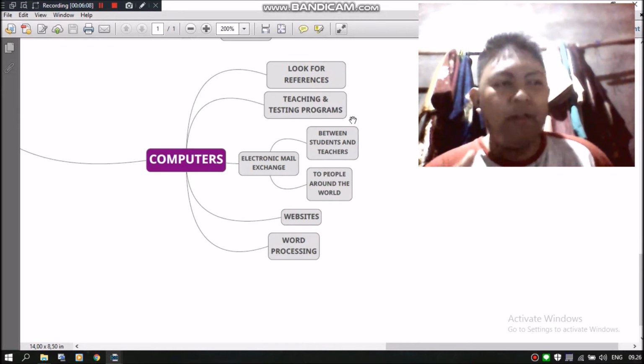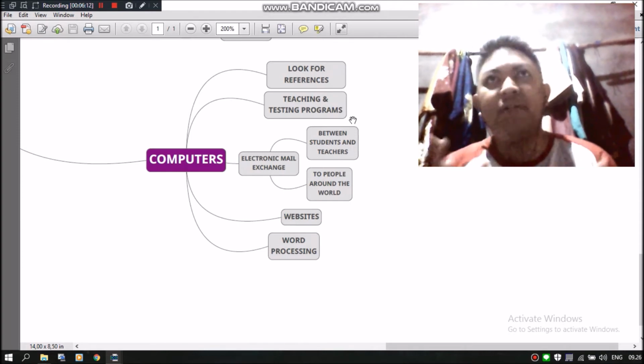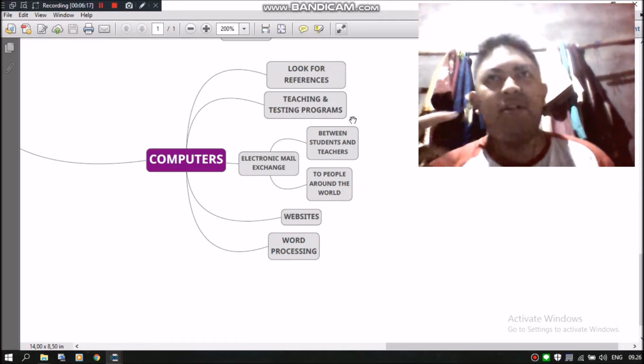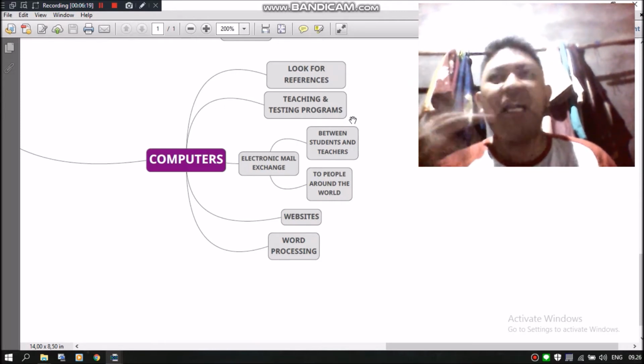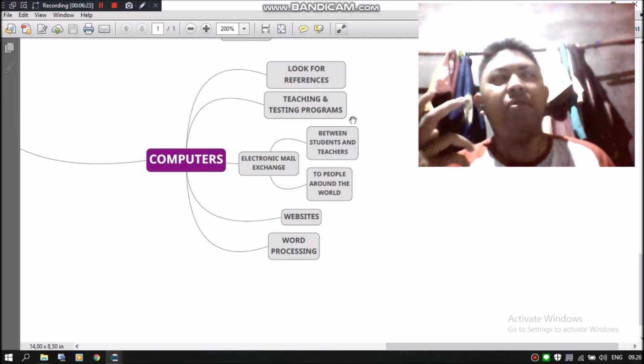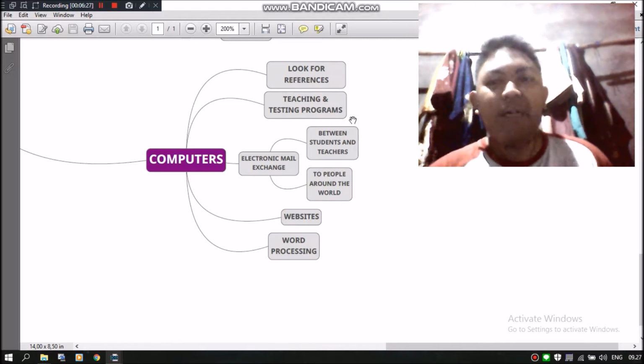And using computers, we can also exchange email or electronic mails between students and teachers. So the learning is not only face to face, where we have to meet our lecturers directly. We can type them an email and ask them a question, or we can also use email for collecting assignments if you want to use it as a teacher.